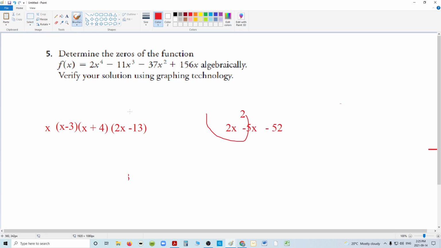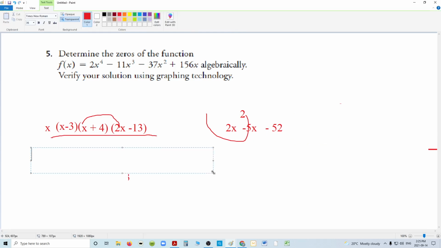So, sure enough, 2x squared minus 13x plus 6x, minus 13 plus 6x is minus 8, not minus 5. Let's check that again. Minus 13 plus 8. No, that's minus 5. So it's minus 13 plus 8. Yeah, got it. And then 4 times that is 52. Got it. So that means the zeros are, in order, minus 4, 0, 3, and 6.5.